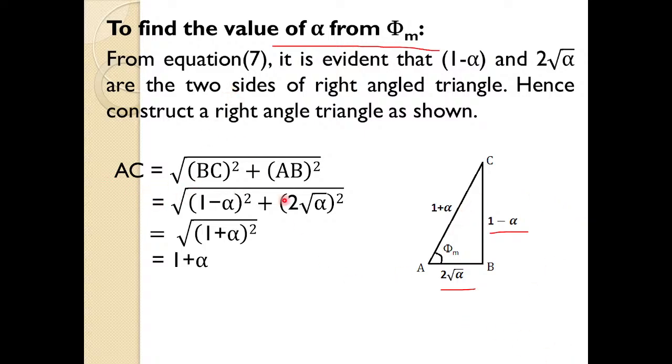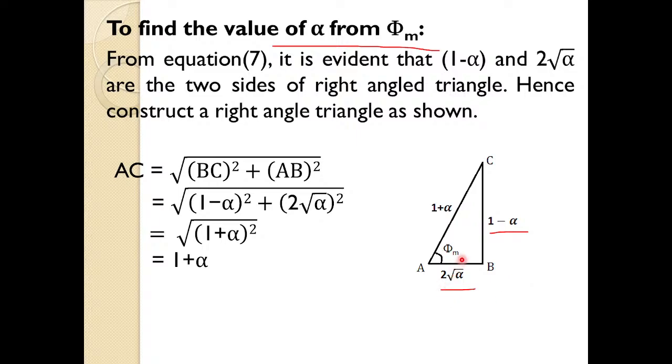What do you get? A, B, and C. AC is equal to root of BC square plus AB square. BC is 1 minus alpha, and AB is 2 root alpha. Just simplify it, you will get AC is equal to 1 plus alpha. This is our AC value. Now we know the hypotenuse value, we can determine the sine phi m value.